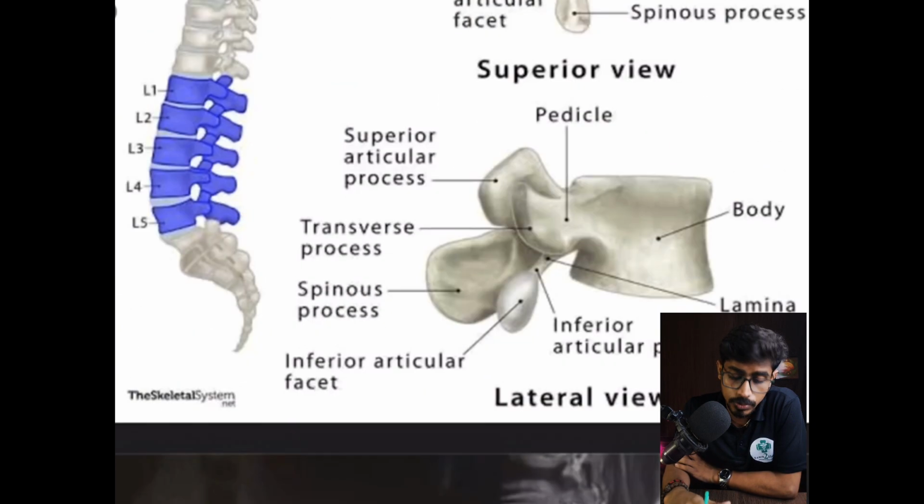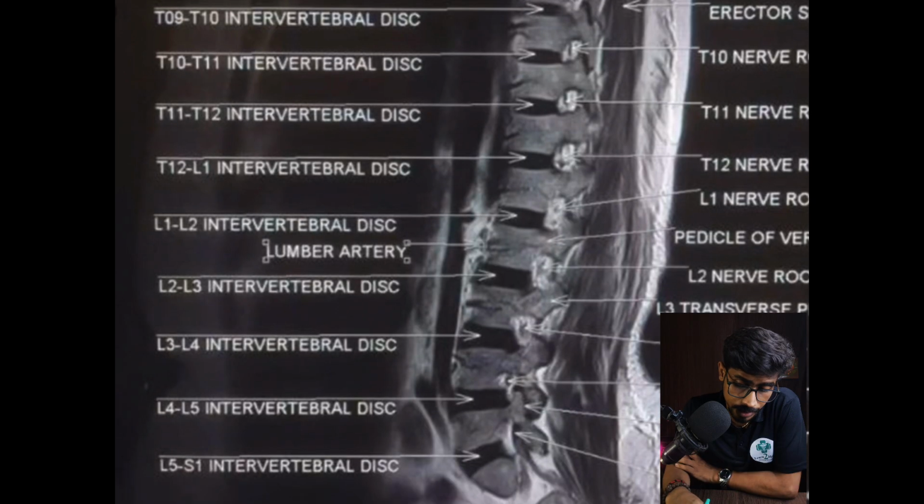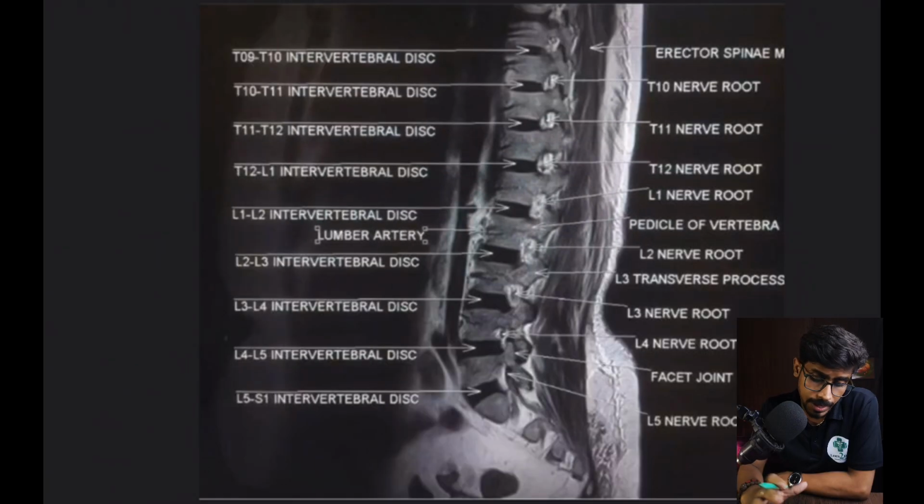So now let's come to MRI. In this MRI, you can see all the structures with proper naming given. For example, all this black space you can see are the intervertebral discs. Depending upon which vertebra or spine we are talking about, the disc name is given. For example, this is L1 and L2, so between them you can say L1 L2 intervertebral disc. This is the L2 L3 intervertebral disc, L3 L4 intervertebral disc. Like this, you can name all of them.